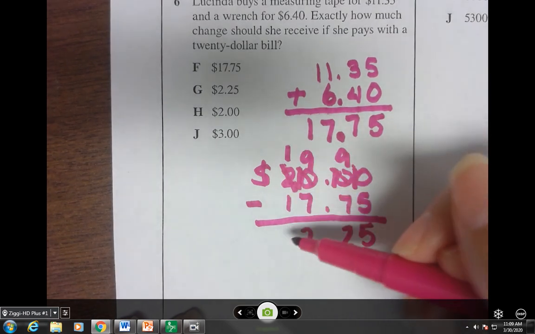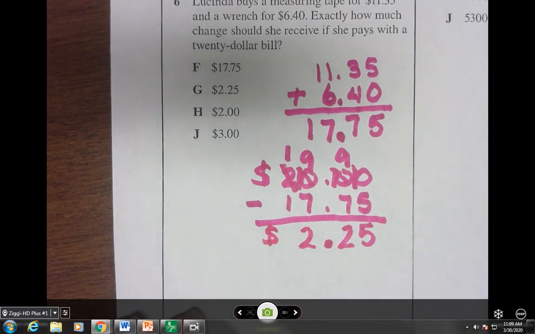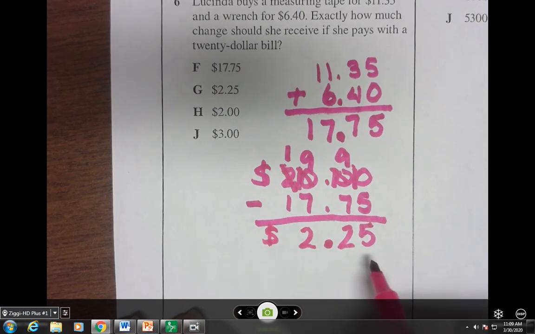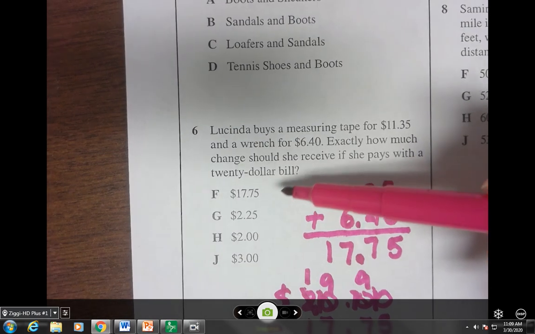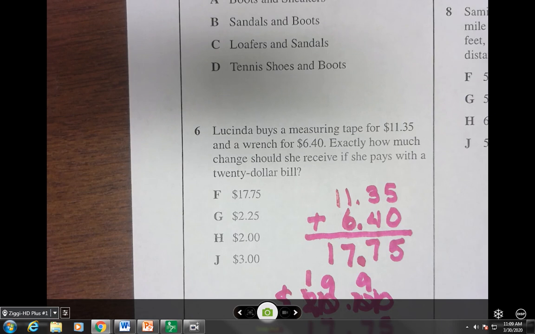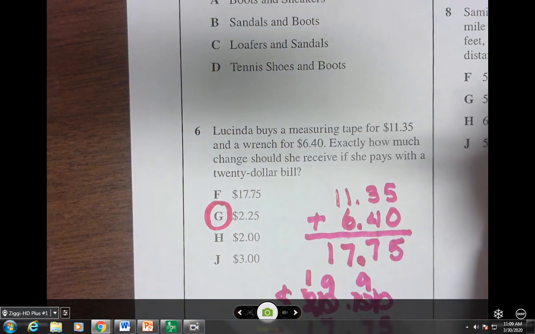And 1 minus 1 is 0. So we end up with the change of $2.25. So her change that she got back after she purchased her items and paid with a $20 bill is $2.25. So we're going to go up here to our choices. We have F says $17.75. Oh, look right there. G says $2.25. So what we're going to do on that is circle this problem.